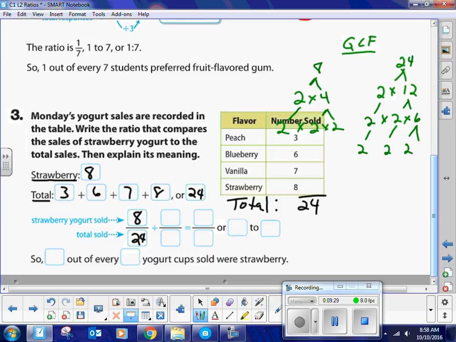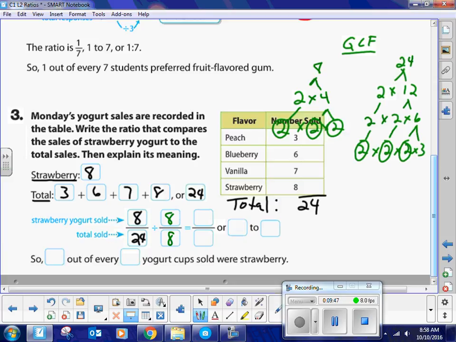And then 2 times 2 times 2 times 4. And then 2 times 2 times 2 times 2 times 2. Okay, and you circle everything that they have in common. They have 3 2's in common. 1, 2, 3. 2 times 2 times 2 equals 8.